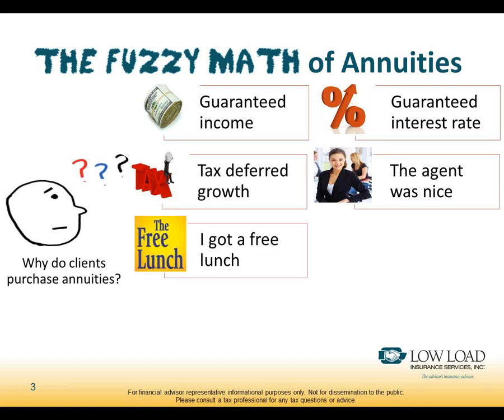They got a free lunch. How many of your clients have told you that? Very popular with the equity index annuities. They go get a nice lunch, maybe at Ruth's Chris or some of the other nicer steakhouses in the area, and they get that free lunch. They want a safe purchase, and that's kind of going back to the guarantees.